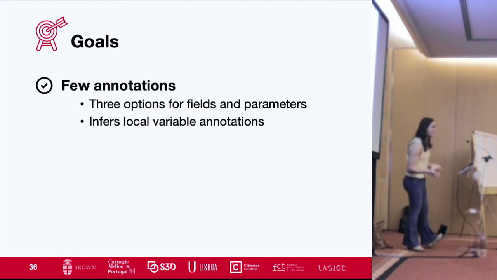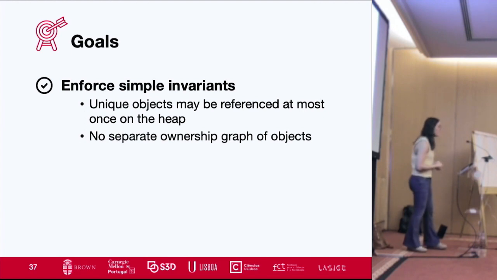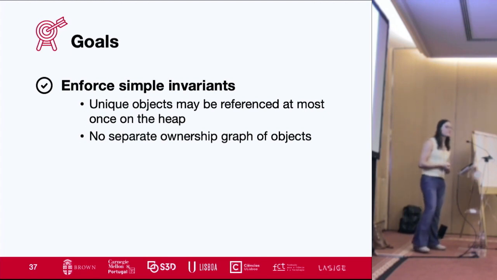There are very few annotations. This is pretty easy. There's 3 of them. In fact, just 2 for fields. One is default. You don't even have to specify it. And local variable annotations are completely inferred. Again, this is because they can change during the lifetime. And we could use tools and whatever to show this, which I'll get into later. But yeah, we do enforce simple invariants, at least we think it's simple to reason about.